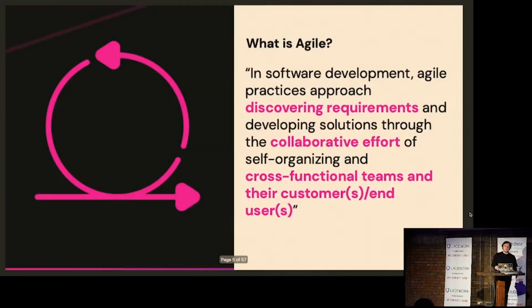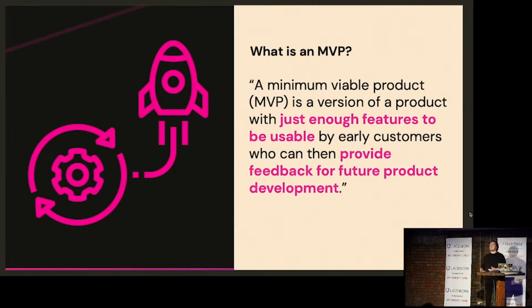But firstly, what is agile? I'm sure I'm talking to all of you about something you know before. But it's about discovering requirements, it's about collaborative efforts, it's about cross-functional teams, and it's about involving the customers or the end users. And going hand in hand with agile, people often talk about minimum viable products, which is where we launch an initial product with just enough features to be usable by some early customers to provide feedback for future product developments.